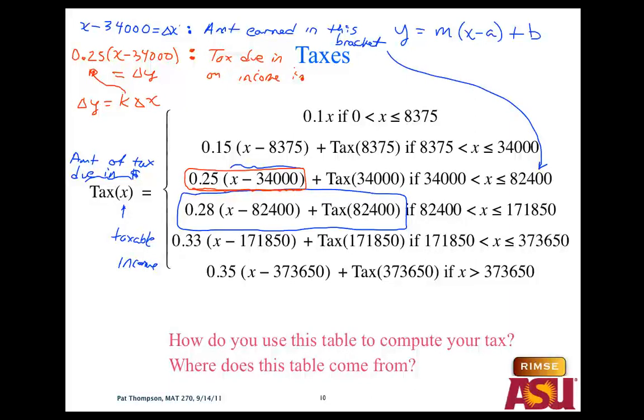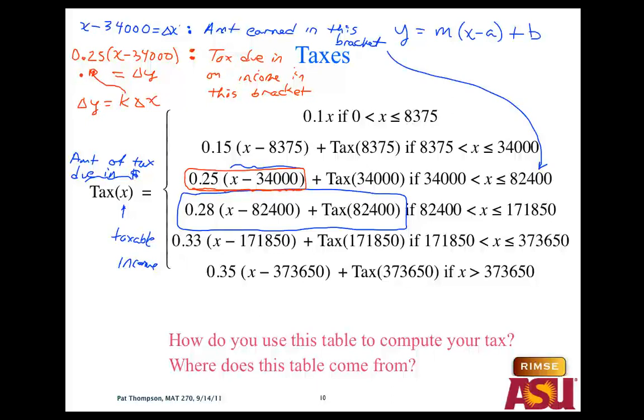All right, so we said that that whole amount is the taxes due on the income in this bracket. So can anyone explain how the 0.25 is a constant rate of change? Aaron? It's the basic percentage that, within that range of 34,000, is supposed to be deducted, the 0.25.